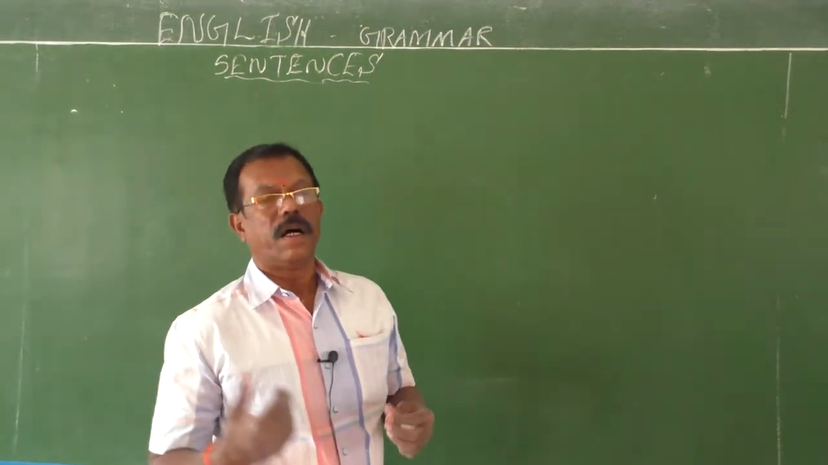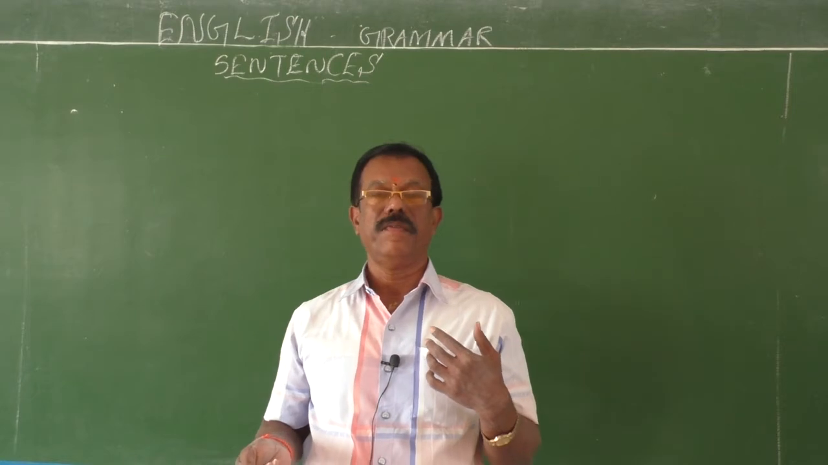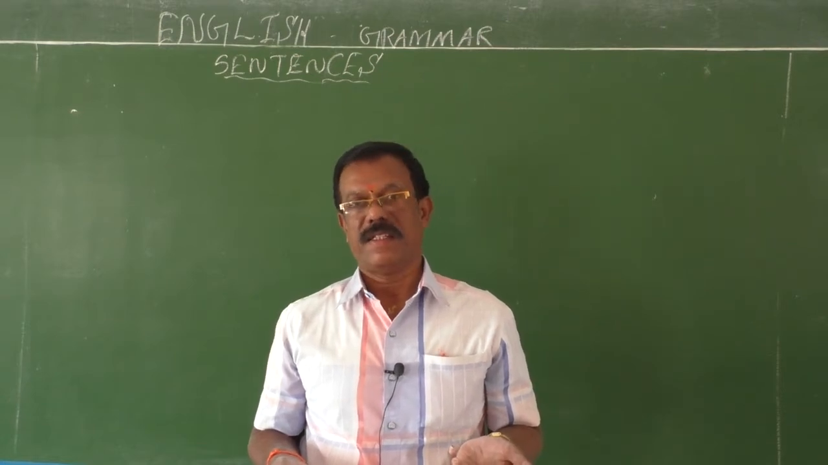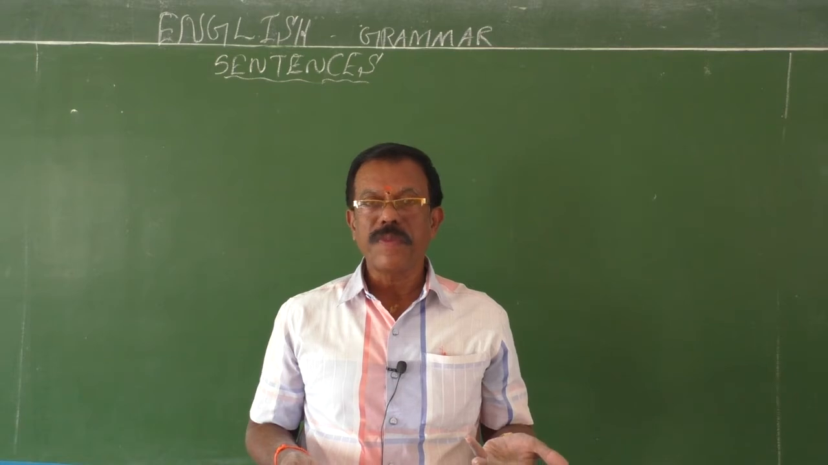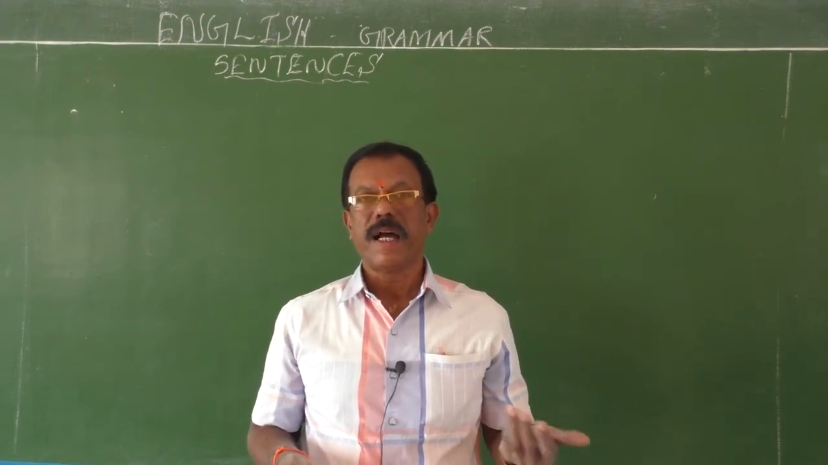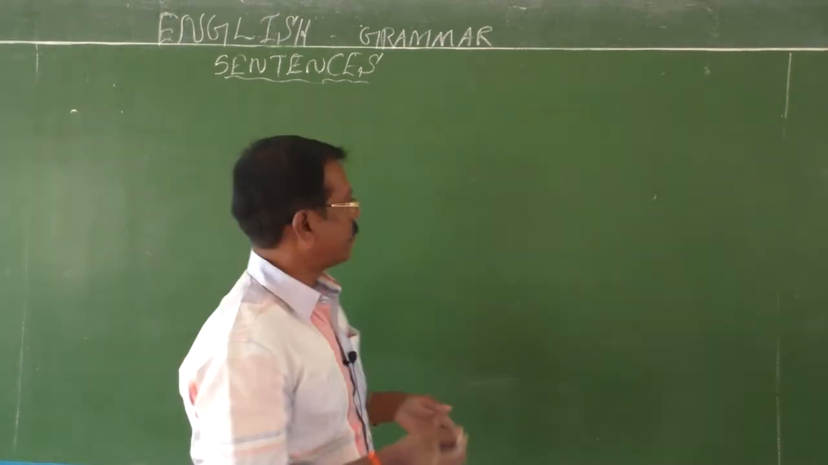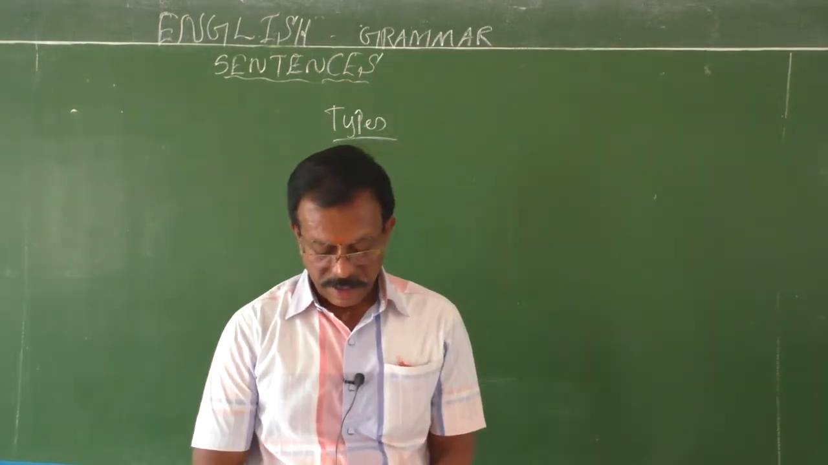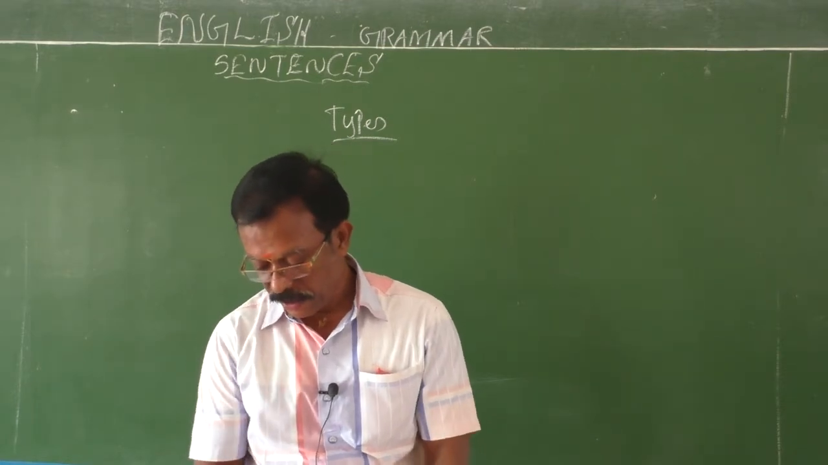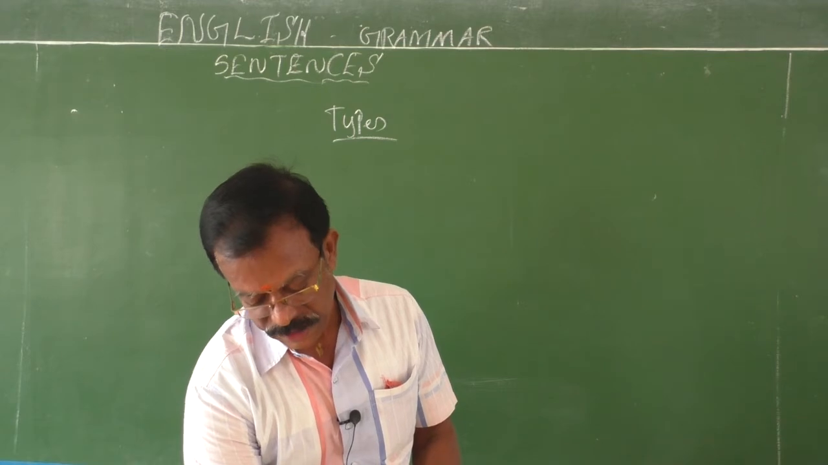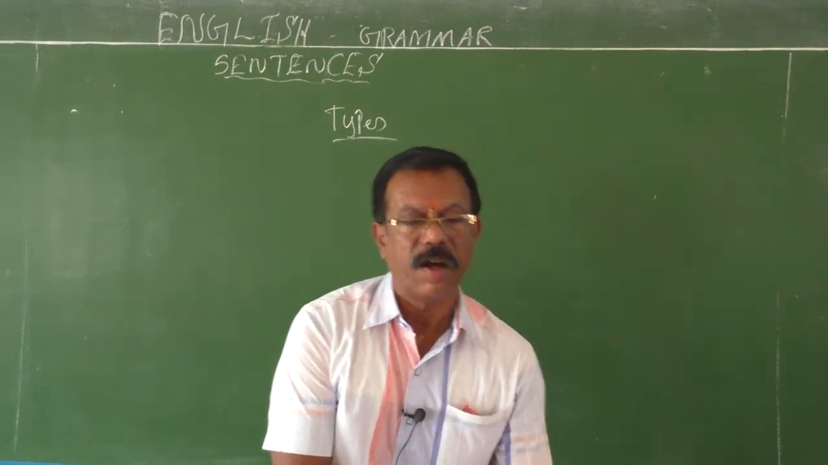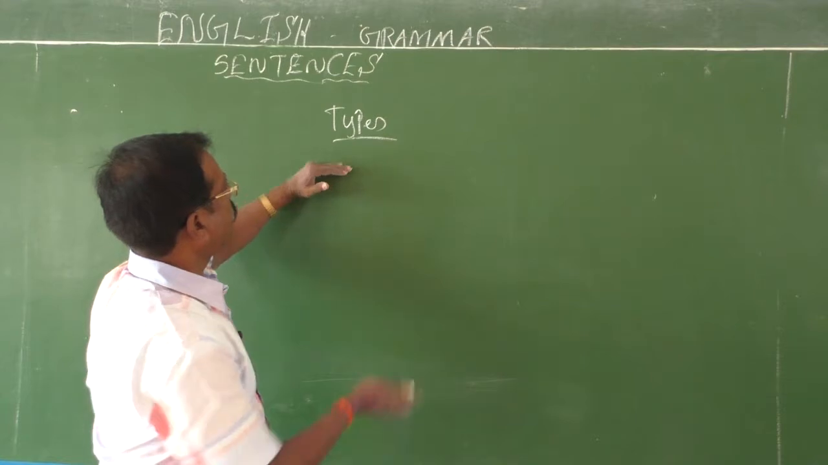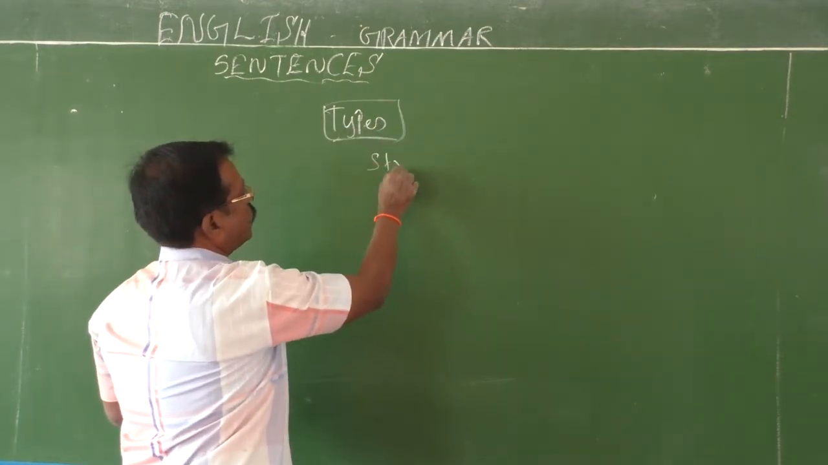Okay, children, I would like to welcome you to the second part of this video class. In the second part, I am going to explain the types of sentences. In the first part, I explained the kinds of sentences. Types of sentences are done by the grammarians based on the structure of a sentence. The kinds are classified based on function, but these types of sentences are done based on structure.